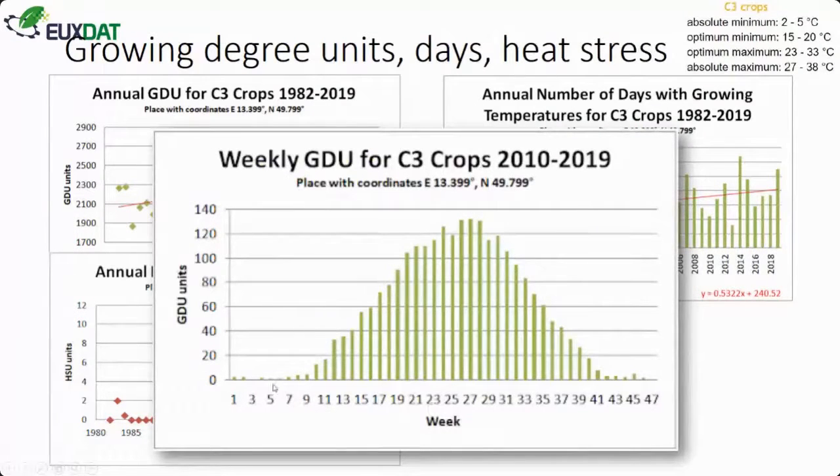And what is also very important, you can see how the growing degree units are changing during a year. Here it is in a week perspective. So if you have some kind of model of how your corn or whatever grows, you will see that it needs the maximum of growing units in the week 21 to 23, and you can compare if in that particular time you can get enough GDU for your crop. So this is how to work with the data.